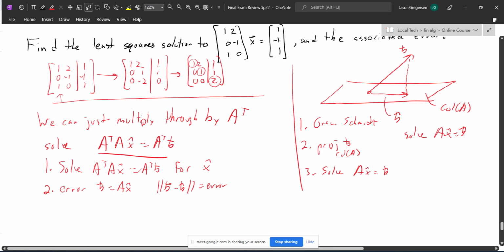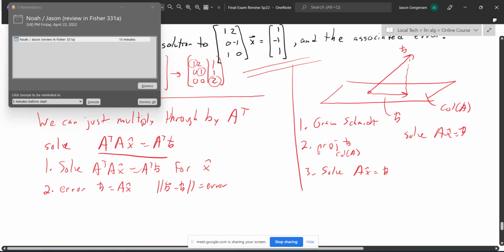So that's the recap. The last thing we're going to do is we're going to practice on this problem, see if you can calculate the least squares solution to this matrix equation.